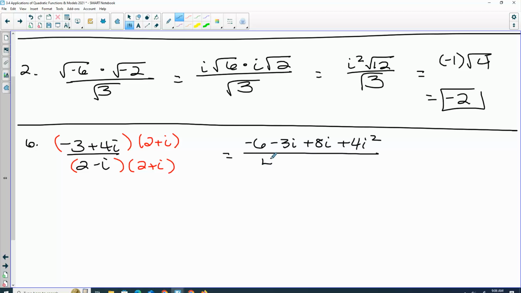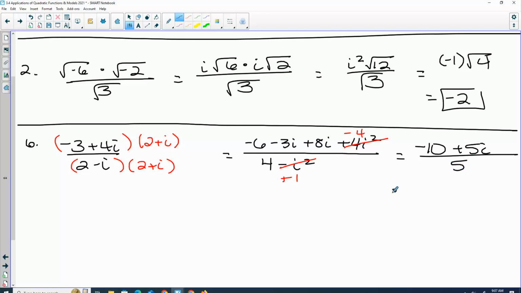Bottom, that gives me 4. Positive 2i and negative 2i cancel. Minus i squared. 4i squared is equal to what? So we have a negative 6 and a negative 4, which is negative 10. Positive 8i and negative 3i is positive 5i. On the bottom, 4 minus i squared. Negative i squared turns into positive 1, so it's 4 plus 1, which is 5.